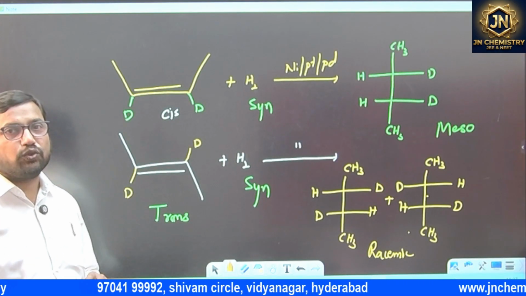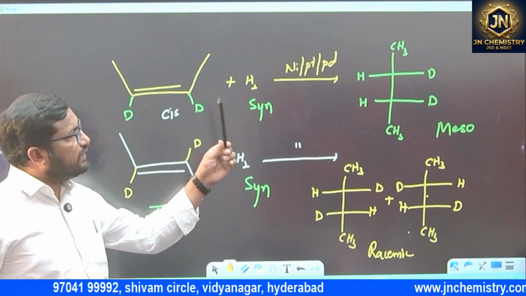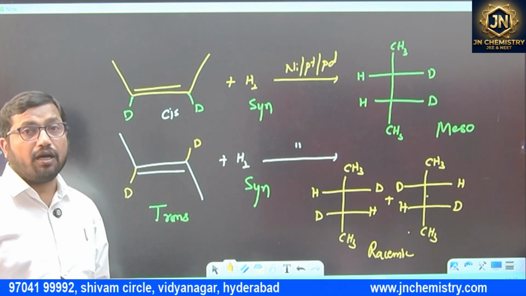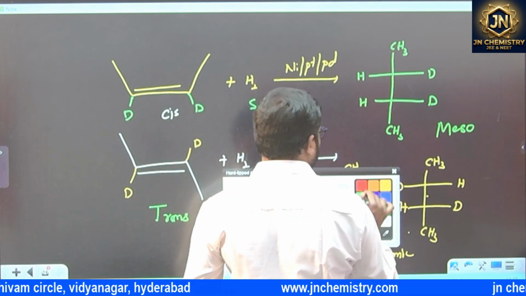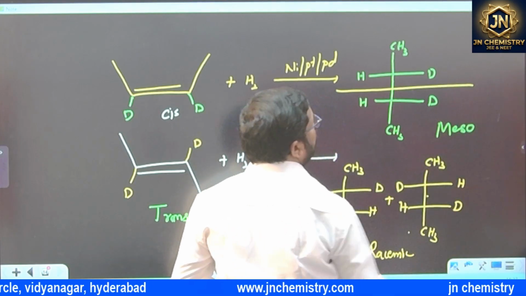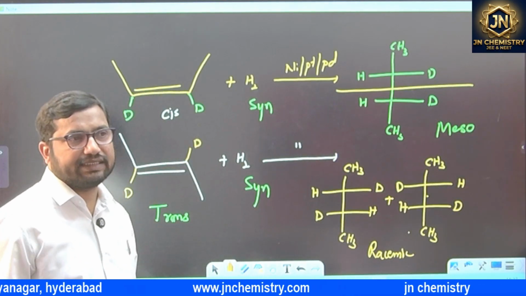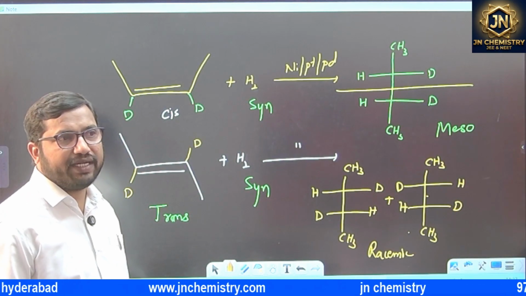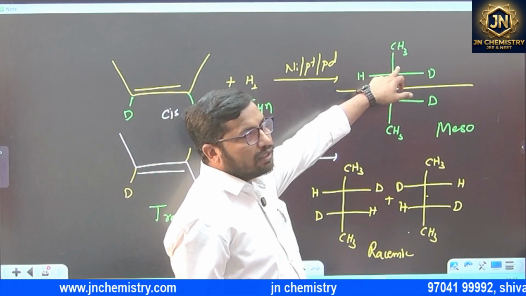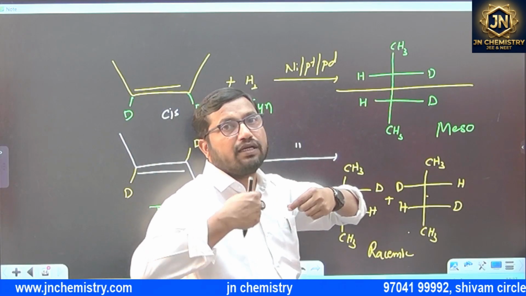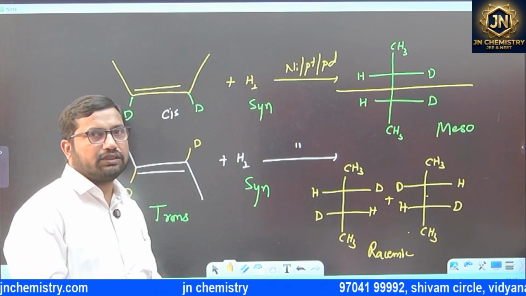Meso, what is meso? It has chiral centers but is optically inactive because of the presence of a POS. What is POS? Plane of symmetry. So if one half is clockwise, the other is anti-clockwise, because of internal compensation.